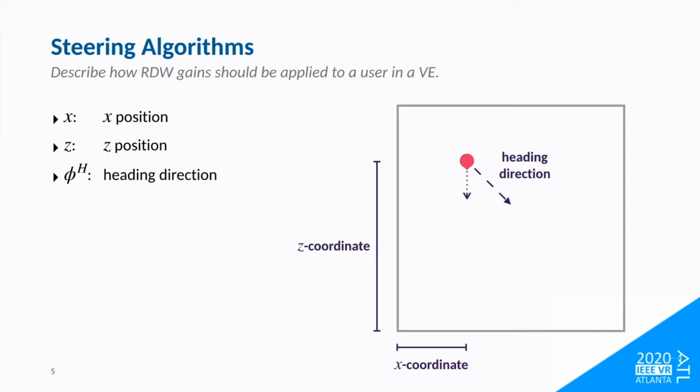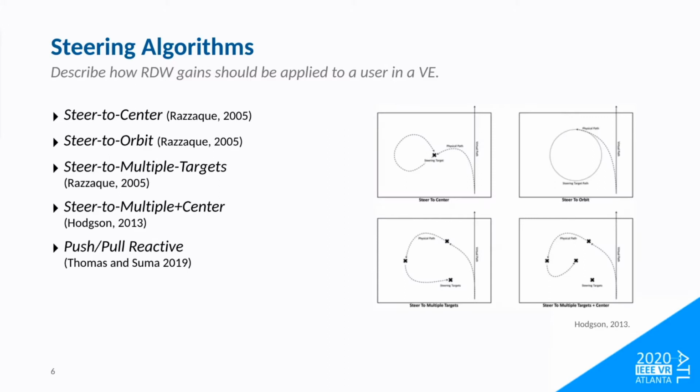Several heuristic-based steering algorithms have been developed. We focus on steer to center because it regularly outperforms other steering algorithms regardless of environment shape. Steer to center attempts to always redirect the user towards the center of the room.